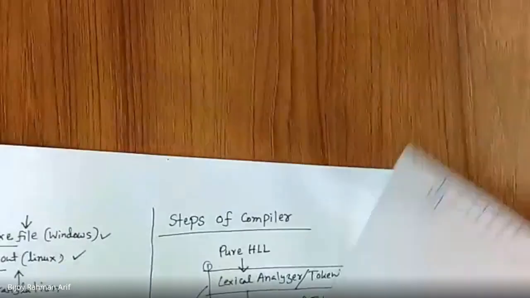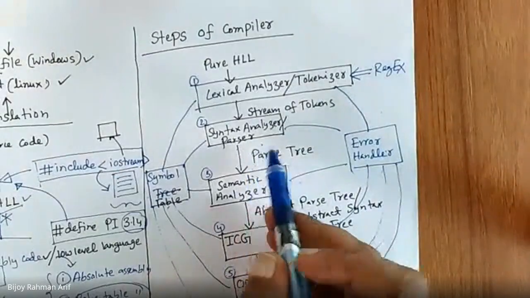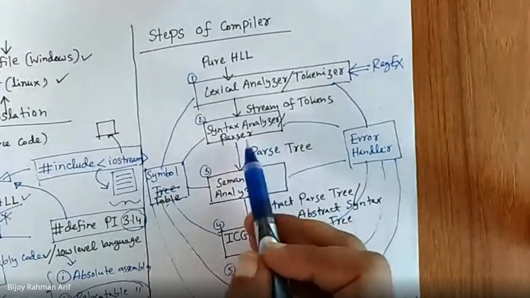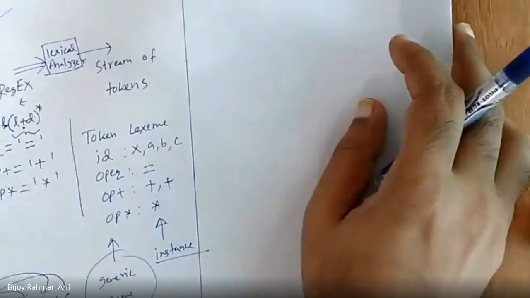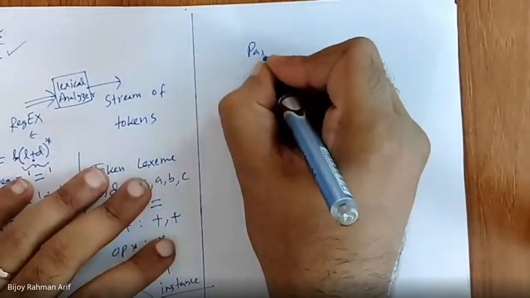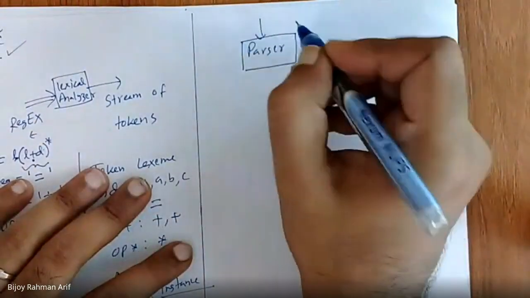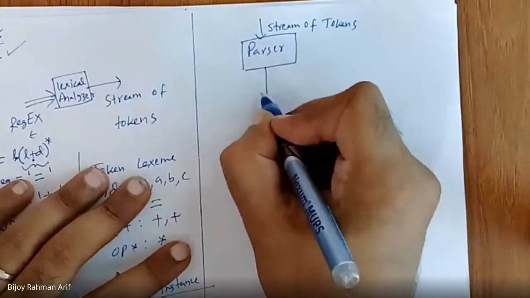Should we continue? Yes, sir. So we got the stream of tokens. After getting the stream of tokens, what is the next step? We pass it to the syntax analyzer or parser. Now, let's go to the parser step. So what is the input of the parser? What is the input of the parser? Stream of tokens.